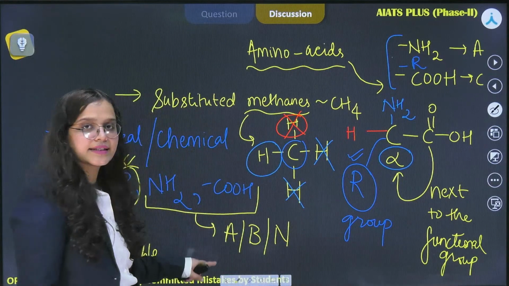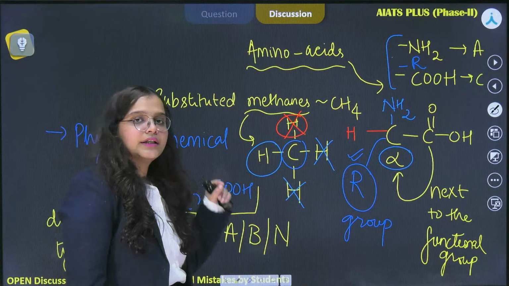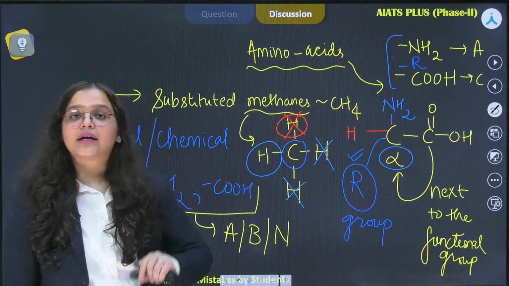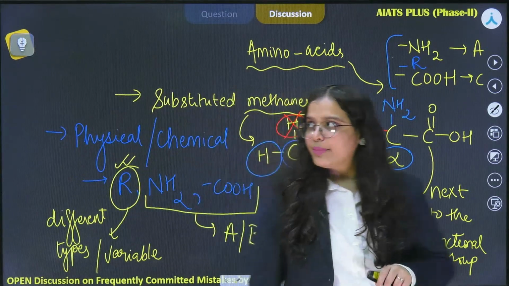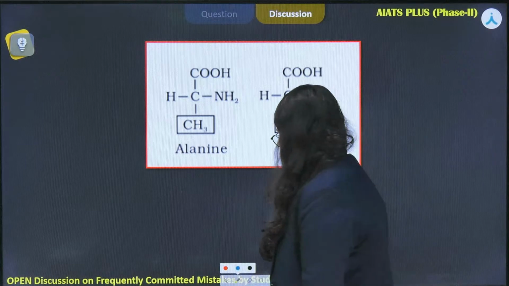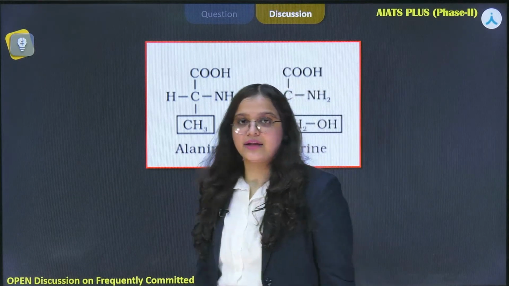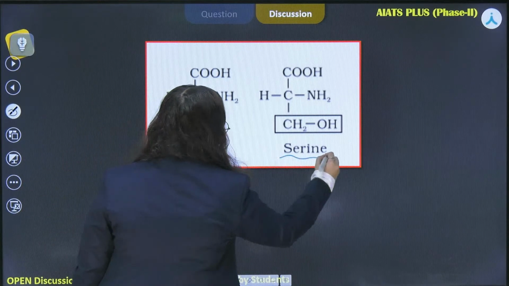Whether it will be acidic or basic or neutral will be determined by the number of amino and carboxyl groups present in the amino acid. So to understand it better, let us take the structure of one of the amino acids and try to understand this. So we see that we have alanine and serine.